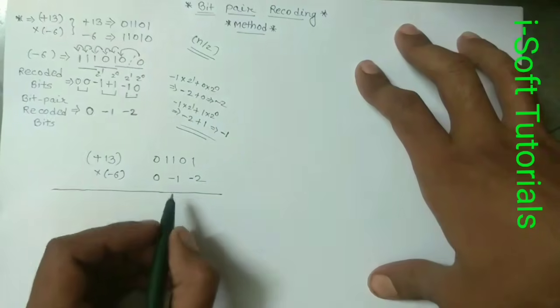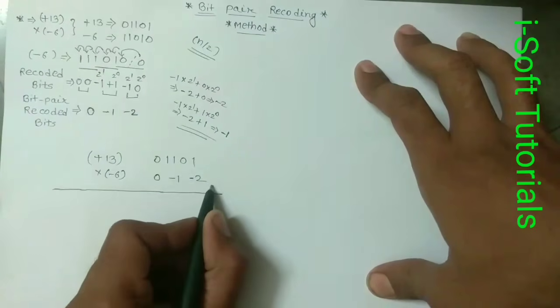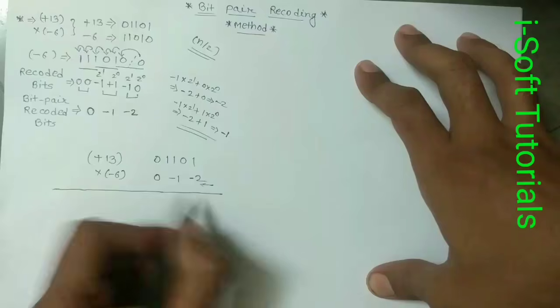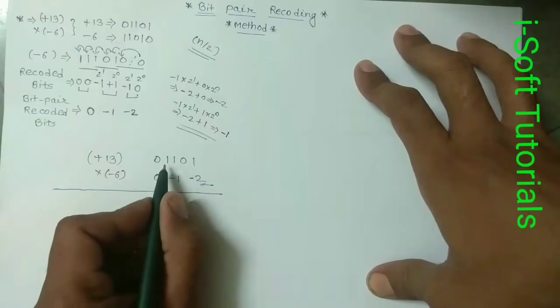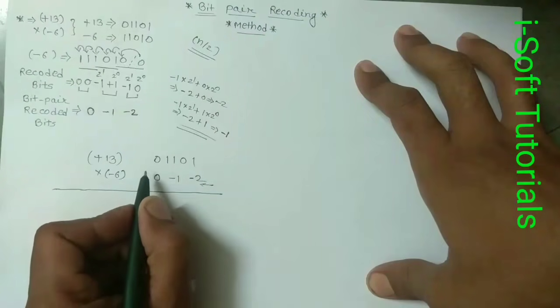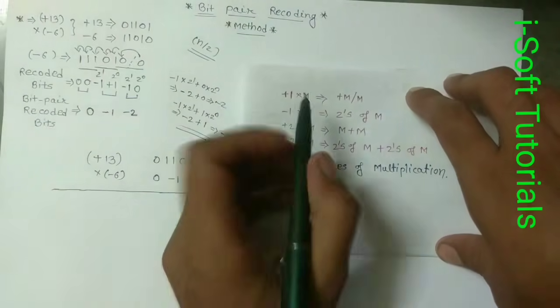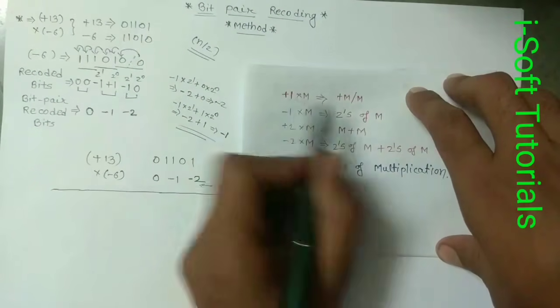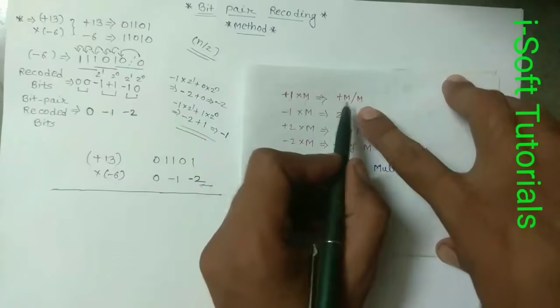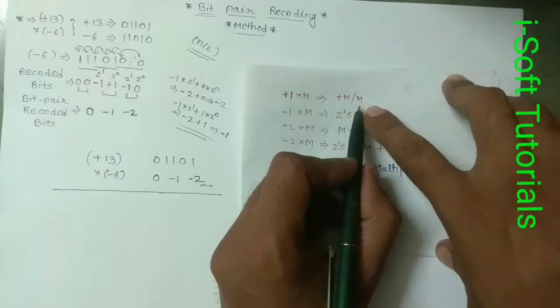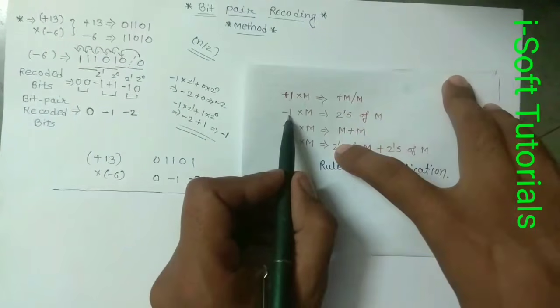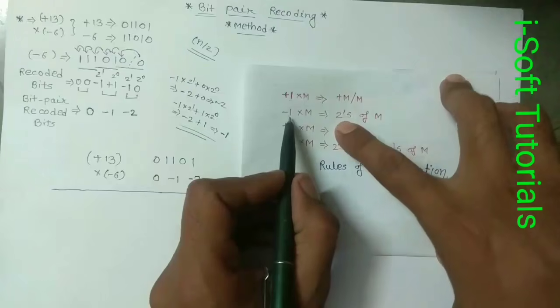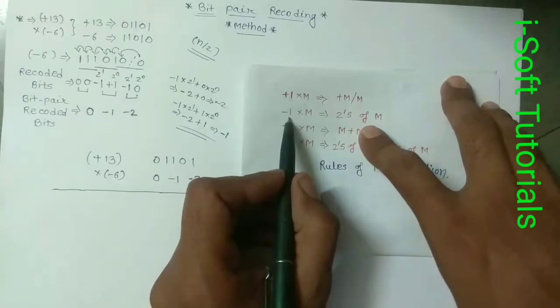Let us perform the multiplication. First we will scan from the LSB, minus 2 into plus 13. Definitely we will get minus 26. What we have considered in Booth's algorithm: if we are multiplying the multiplicand by plus 1, then simply we will get plus m, or simply m. If we are multiplying it by minus 1, then we will get 2's complement of m.